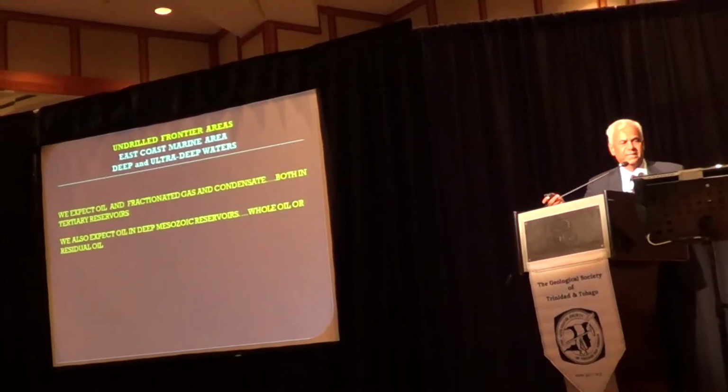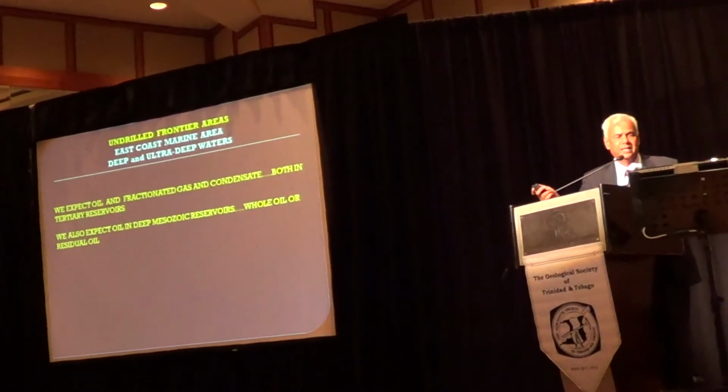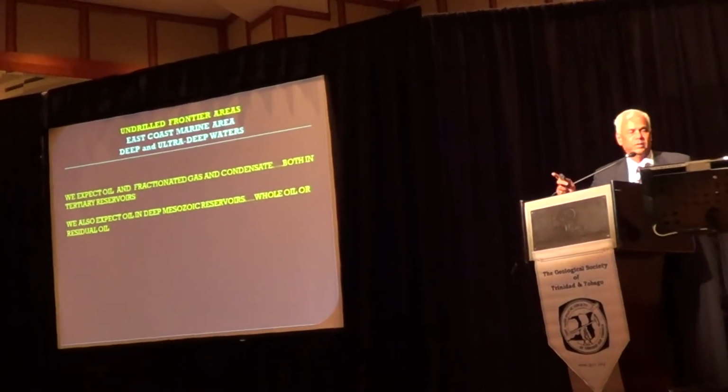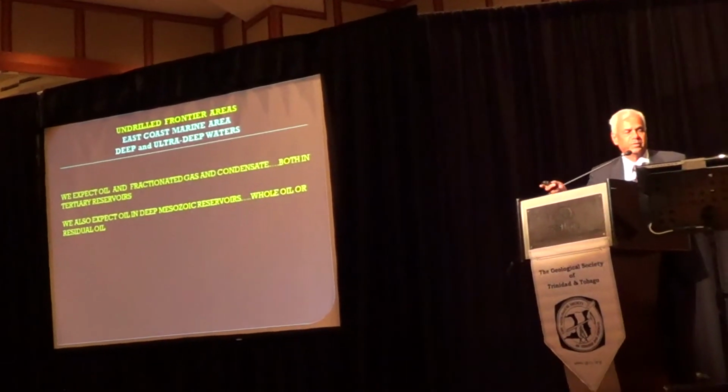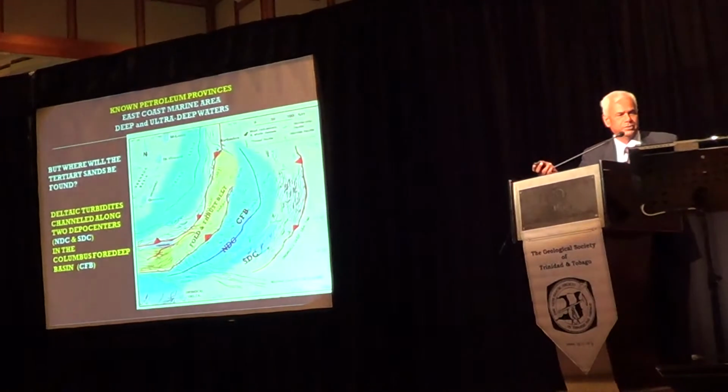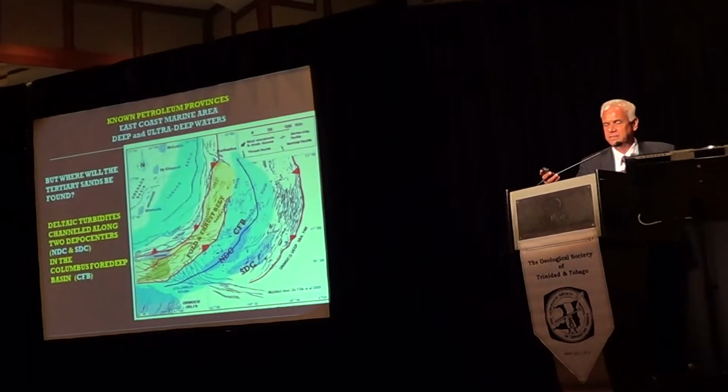So basically, we expect oil and fractionated gas and condensates in tertiary reservoirs. You can also expect oil in deep Mesozoic reservoirs. It will be either whole oil or residual oil. How much? Where will the tertiary sands be found?